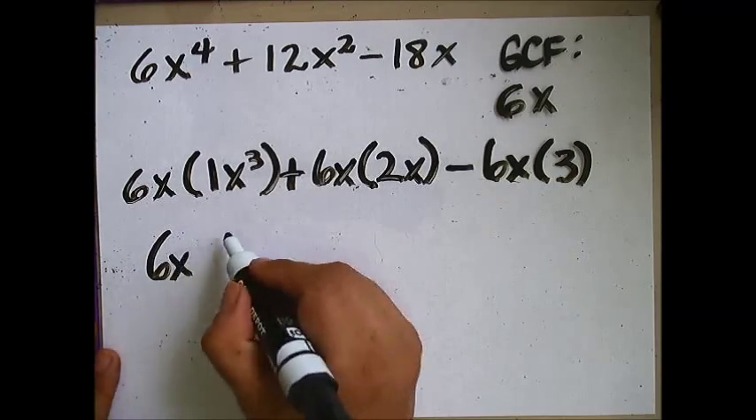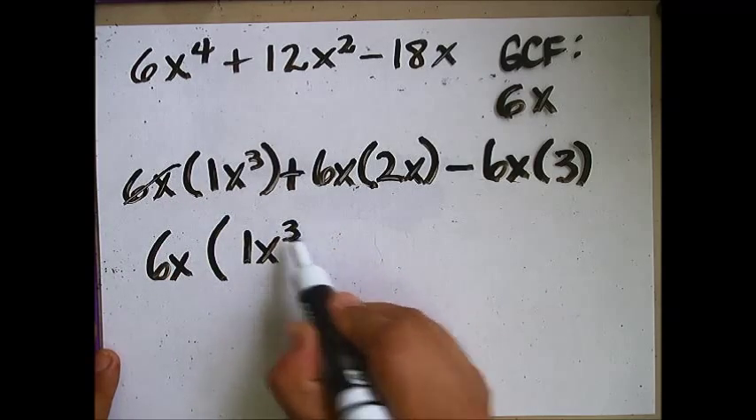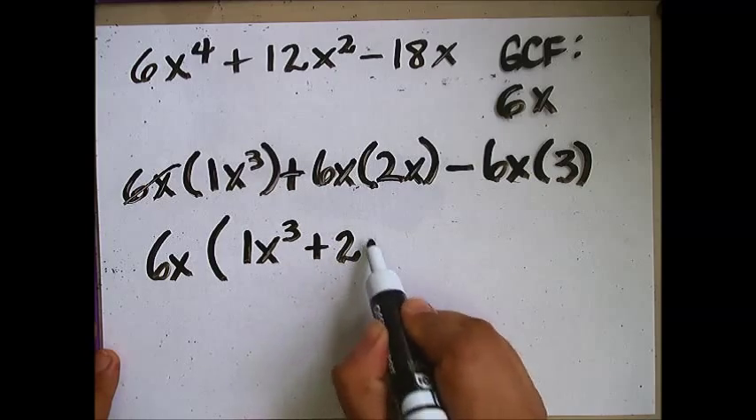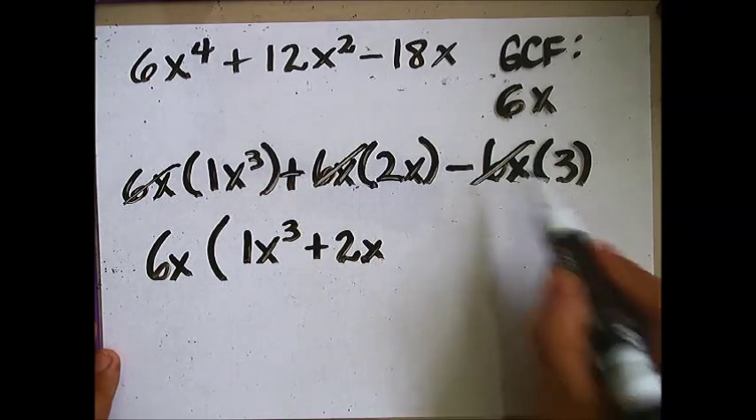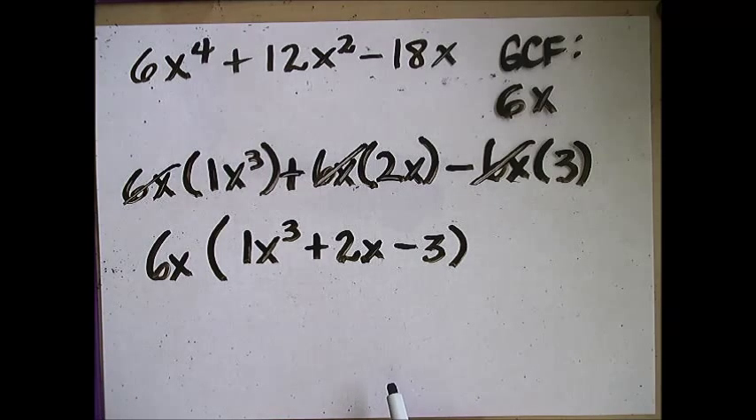Now we're going to pull that greatest common factor out, and we're left with 1x to the third plus 2x minus 3, and you're done.